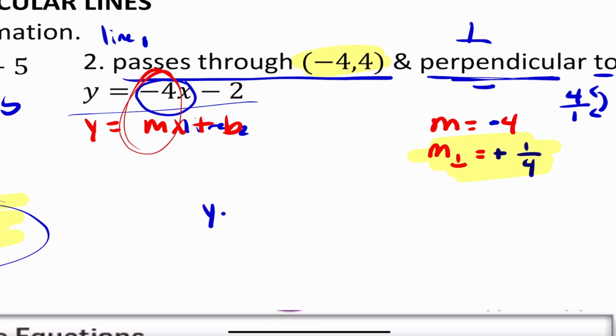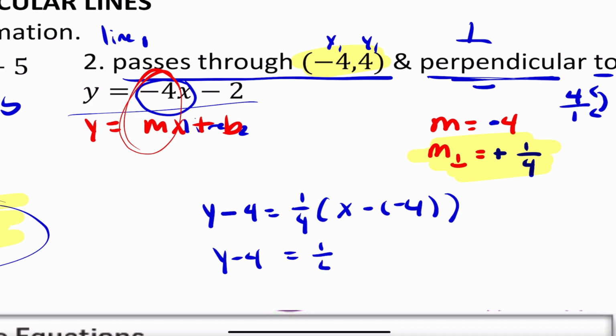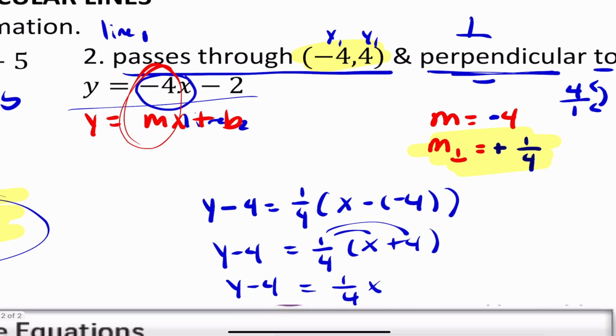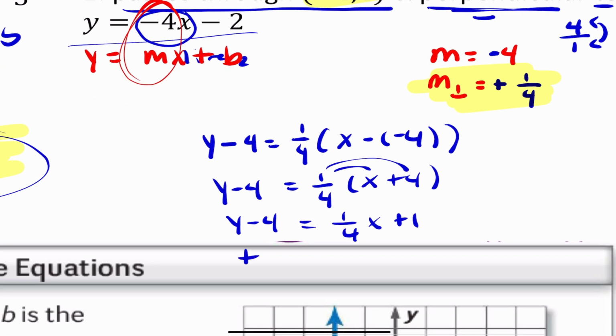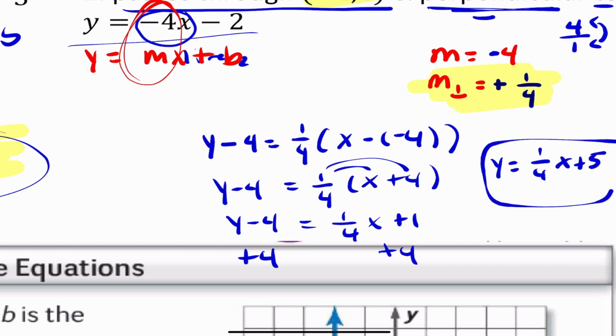So y minus, this is x1, y1, 4 equals my slope times the quantity x minus negative 4. Y minus 4 equals 1/4 times x plus 4. Go ahead and distribute. Y minus 4 equals 1/4 x, and then a fourth. What is 1/4 of 4? Well, that should be positive 1, right? So then I'm going to add 4 to both sides. So that's y equals 1/4 x plus 5.